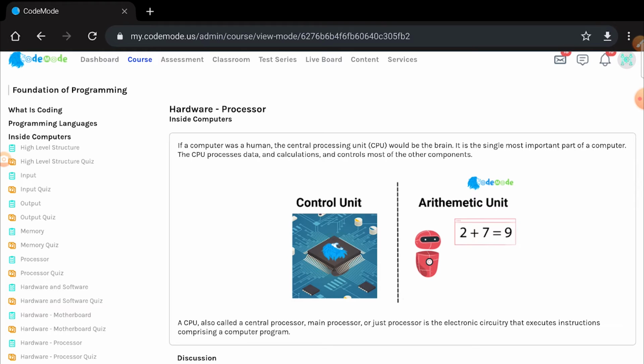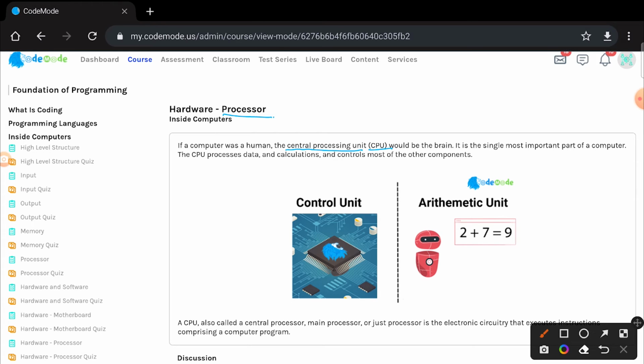Now, if you look at the processor, if a computer was a human, think of the processor, also referred to as the central processing unit or CPU. You will hear the words used interchangeably: central processing unit, CPU, or the processor. It would be the brain of the computer. It is the single most important part of a computer. The CPU or processor processes the data. It performs all the calculations and controls most of the other components.